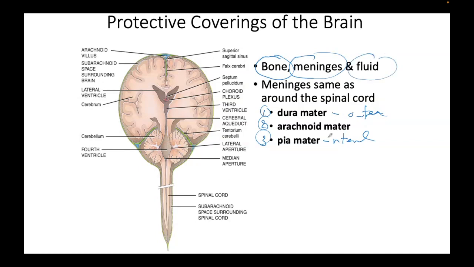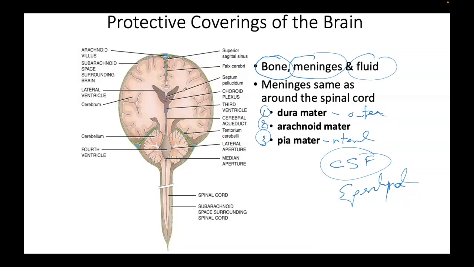And then we have fluid. The fluid that we're talking about is called cerebral spinal fluid, CSF. And remember, those are made by a glial cell called an ependymal cell. The ependymal cells make cerebral spinal fluid, and the ependymal cells line the ventricles.